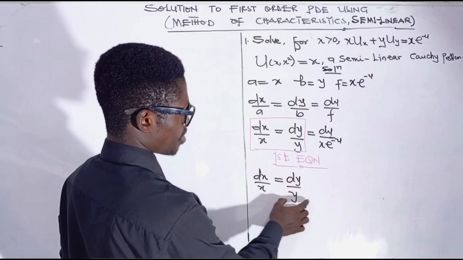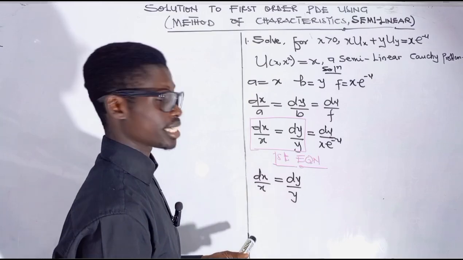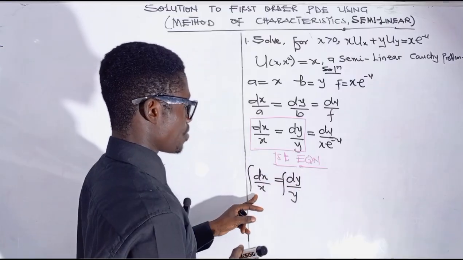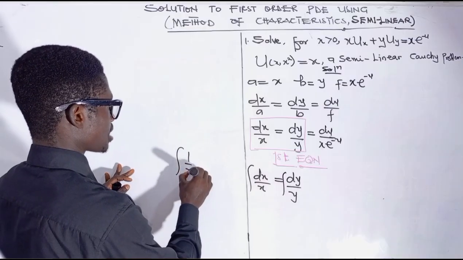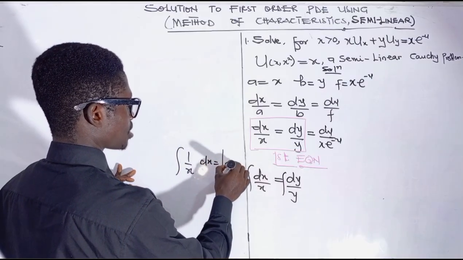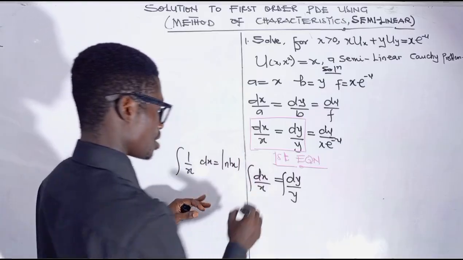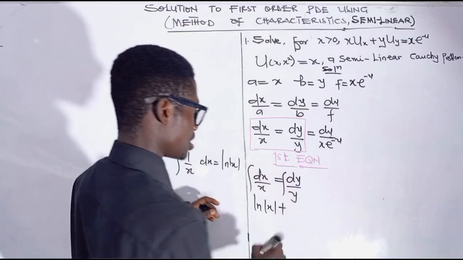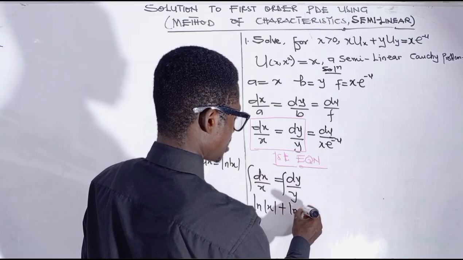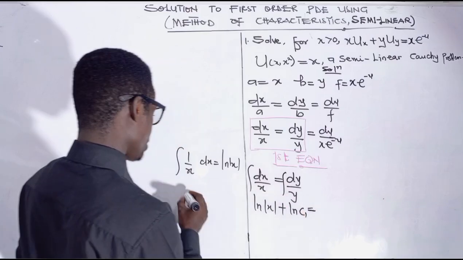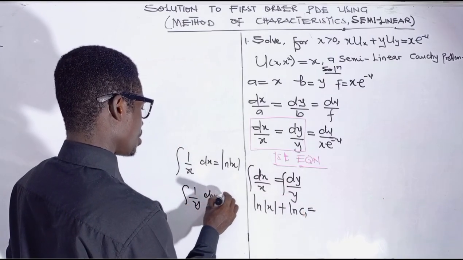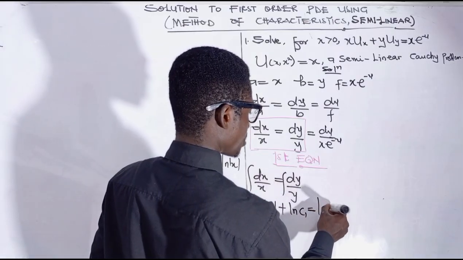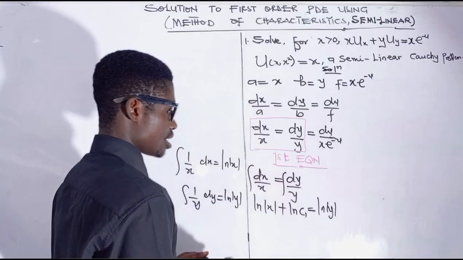Now you can see that the variables have already been separated, so we are just going to what? Integrate both sides. So we have the integral of that, and then we have the integral of that. When we integrate 1 over x dx, we are getting what? Ln of what? x. So we are going to have ln x. Then we add the constant of integration. Since we are having ln, let's also add ln c1. So when we integrate 1 over y dy, we are also going to get ln what? y. So we have ln y.